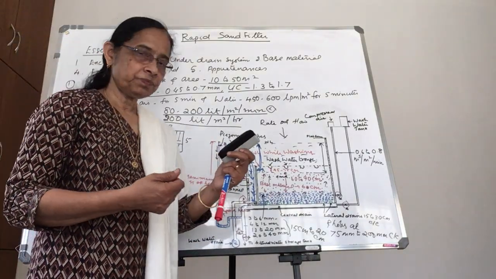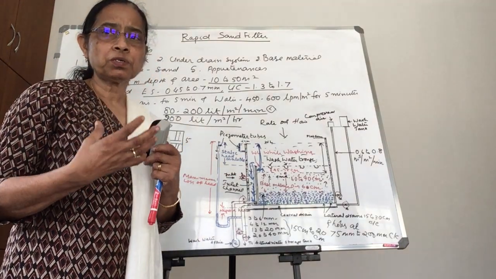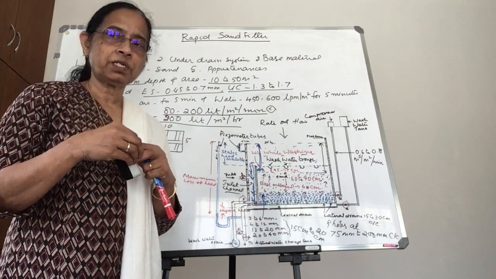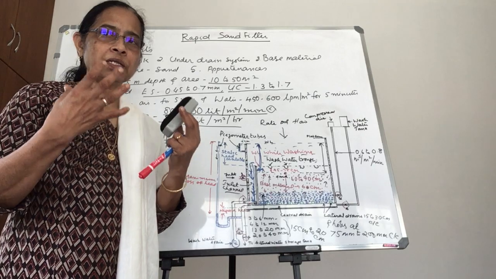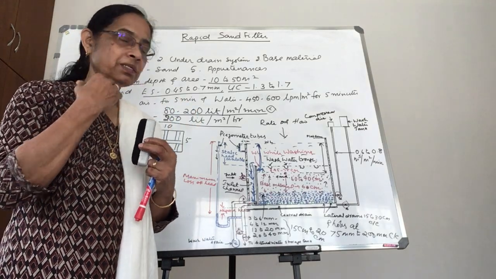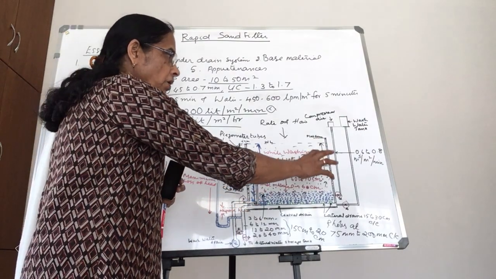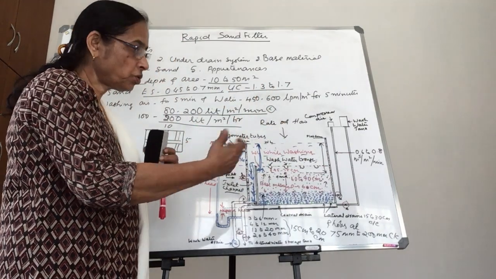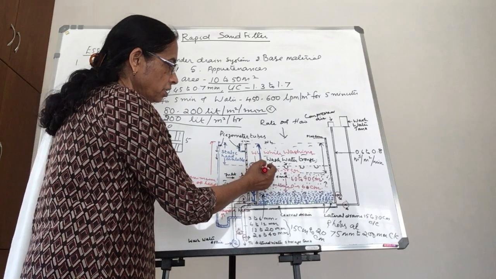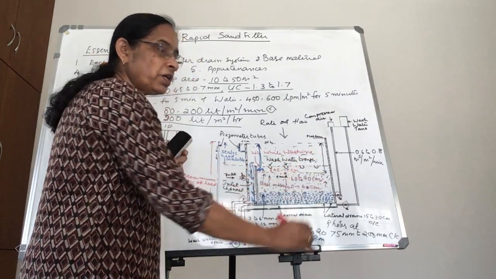So now as it is continued, what you can see is that once you observe that all the particles, all the sediments which were deposited there are already detached, the water is now very turbid. Then what you can do? You can allow the water to pass through. As it is continued, the water will enter into the wash water trough.